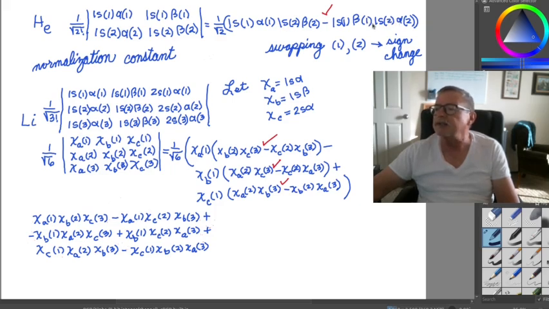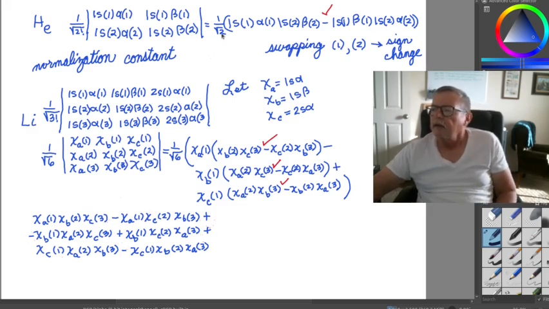So this one does. We'll worry about this normalization factor later, but essentially it's 1 over the square root of the number of orbitals factorial. So that's 1 times 2, which is 2 factorial, gives us 1 over the square root of 2. Now if you're ready, or even if you're not, let's go on to lithium.